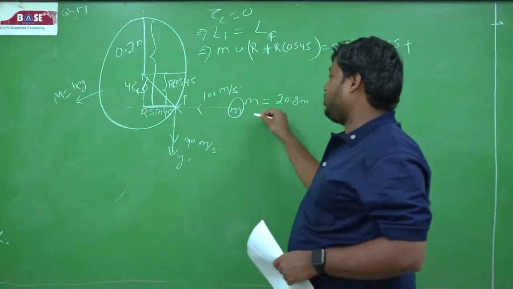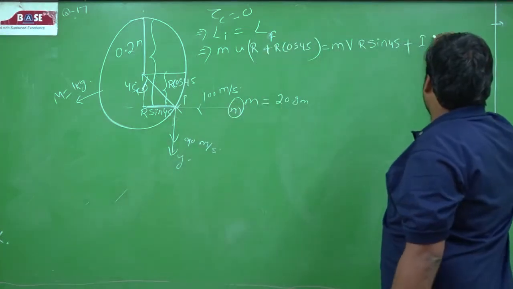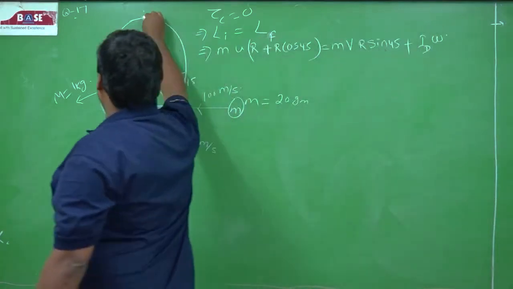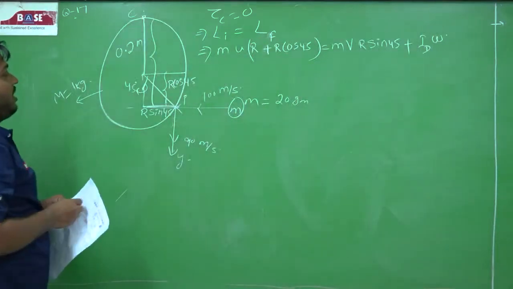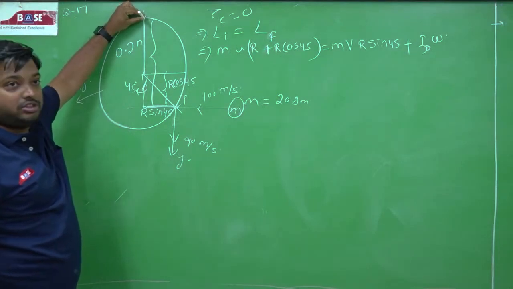Why plus? Because after striking, this disc will also rotate. So it is rotating with an angular momentum of I omega. This is I omega. Now this is point C. It has to rotate about this point C about this axis. So how to calculate the moment of inertia of this one?